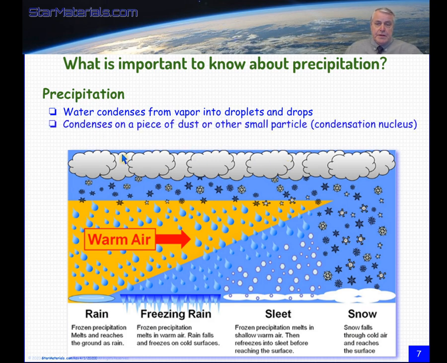Now, in all of this, water vapor condenses on a piece of dust or other small particle, a condensation nucleus. And then when large enough, it falls as some form of water, whether it's a liquid or a solid. The solid could be snow or sleet. The liquid could be freezing rain or rain.